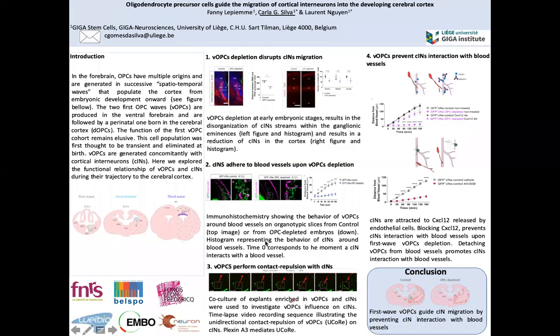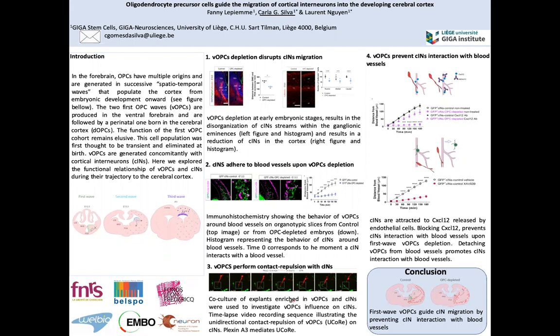Hello, everyone. I would like to give you a brief overview of the poster I'm presenting at ISDN, entitled Oligodendrocyte Precursor Cells Guide the Migration of Cortical Interneurons in the Developing Cerebral Cortex.